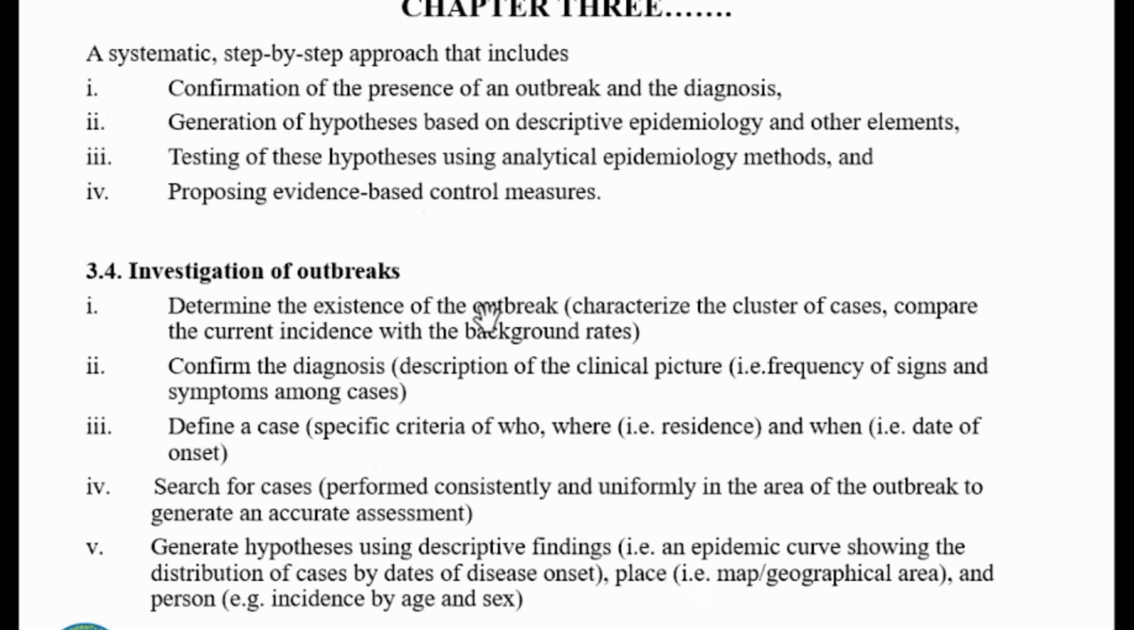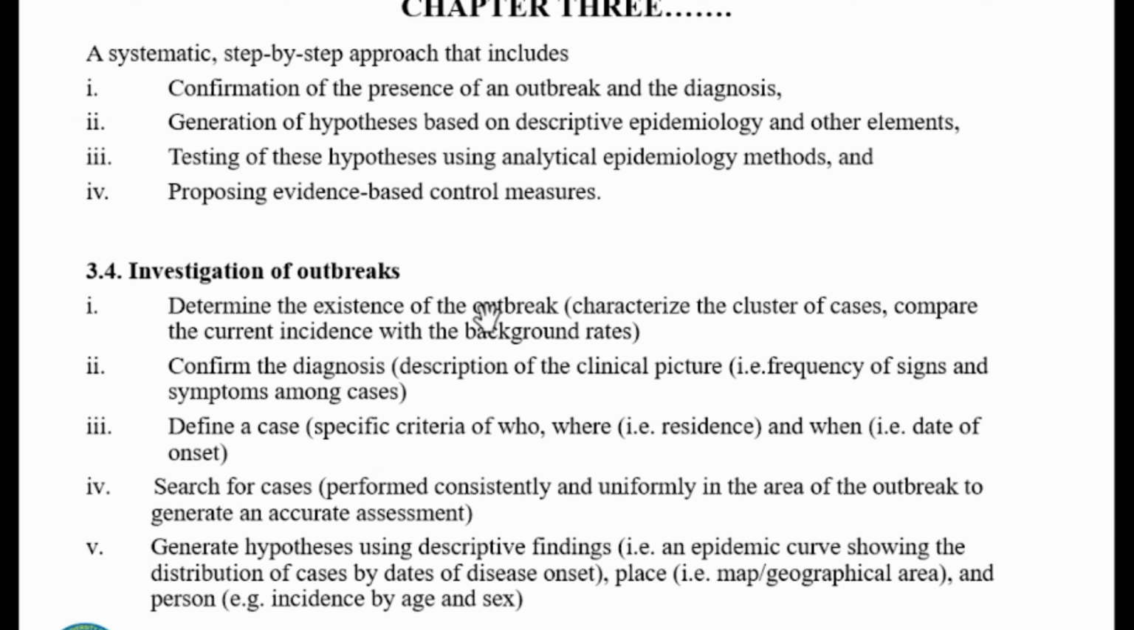A systematic step-by-step approach includes confirmation, which I've already mentioned, generation of hypotheses, testing of hypotheses, and planning for control. So when you have to investigate an outbreak, what do you really have to do? First, you need to determine the existence of the outbreak. If you are told that there is an outbreak, you first have to confirm. What do you need? You need to know if there is an outbreak, characterize the cluster of cases, and compare the current incidence with the background rates.